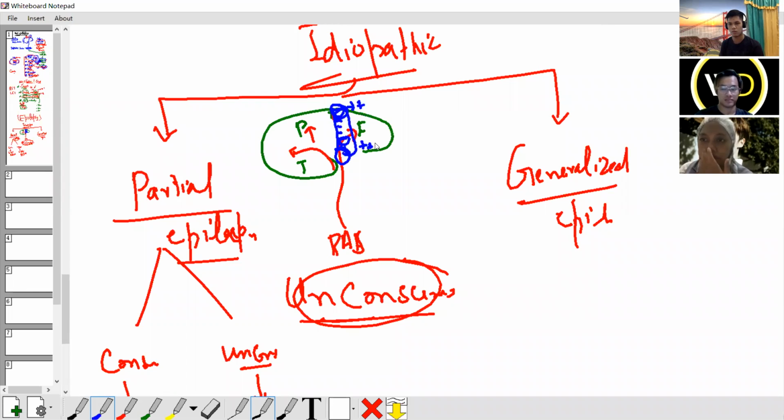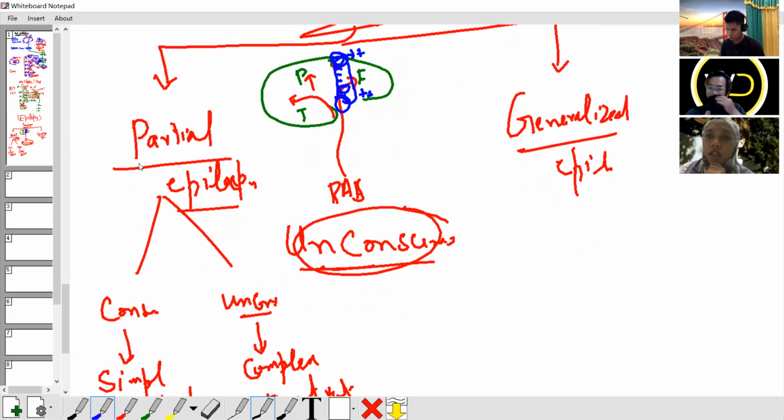So if the stimulation is only in a specific area of the motor cortex, it is known as partial seizure, or partial epilepsy. Understand? It is known as partial epilepsy, a bit local.